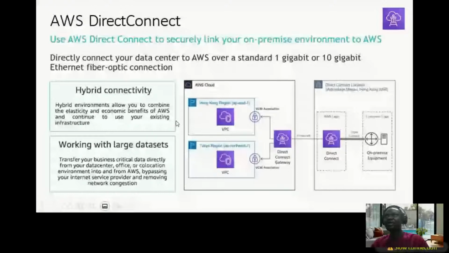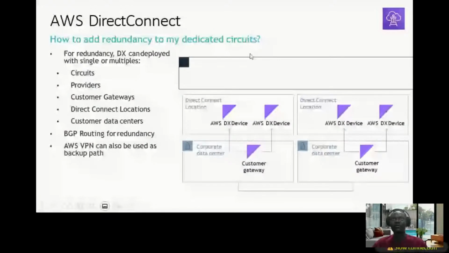other region. So also we can establish connection between multiple global regions that is also accessible with VPC. So direct connect. How to add redundancy to circuit. So for redundancy, direct connect, abbreviated as DX, can deploy single or multi providers, customer gateway, direct connect location, customer data centers, border gateway protocol routing for redundancy. AWS VPN can also be used as backup path.